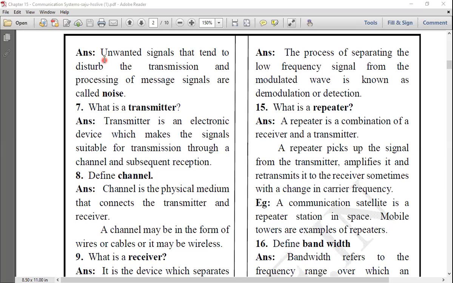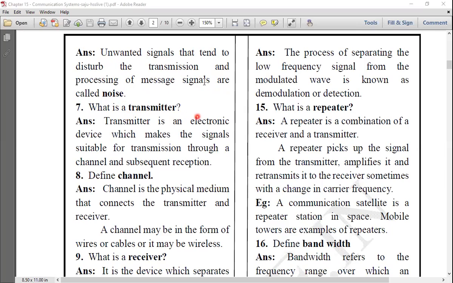Now see the question. As already I have explained, what is noise? Unwanted signals that tend to disturb the transmission and processing of message signals are called noise. Already I have explained with one example also.